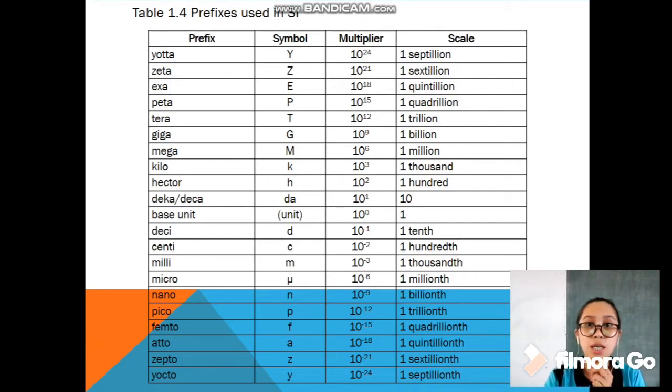1 meter is equivalent to 1 meter. But if we say 1 yotta meter, and we are going to express it in meter, we have 1 times 10 raised to 24, that indicates yotta, and meter. So 1 yotta meter is equivalent to 1 times 10 raised to 24 meters. Okay, did you get me? And the rest follows the same process.